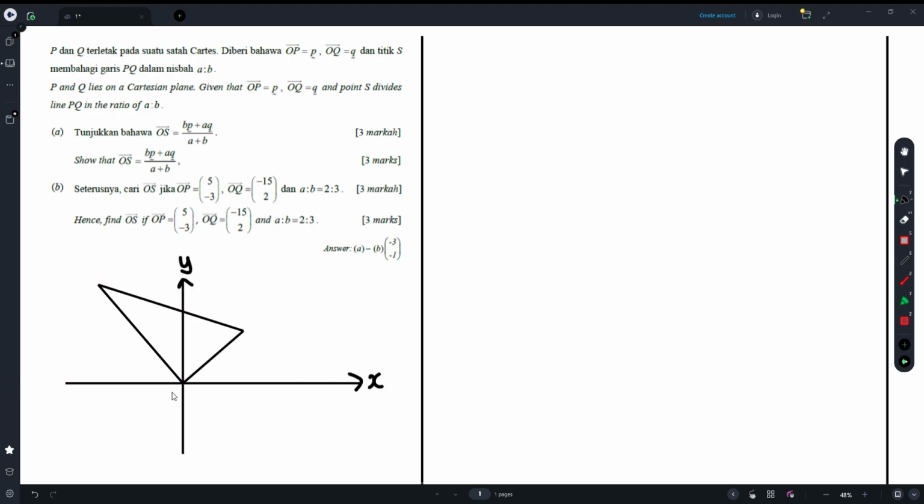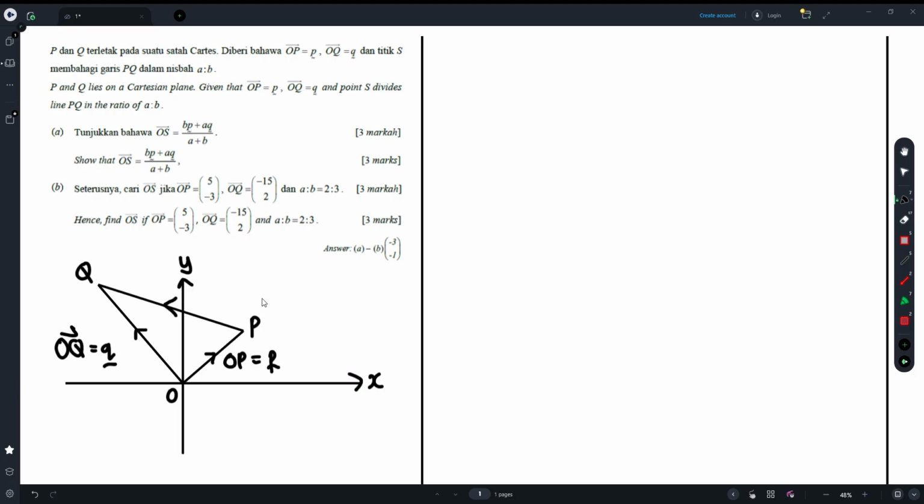So this is the origin, O, and this is point P, and this is point Q. So this vector OP is given as P, and the vector from the origin to point Q is known as vector OQ, and that value is equivalent to Q. So you can see vector PQ here.